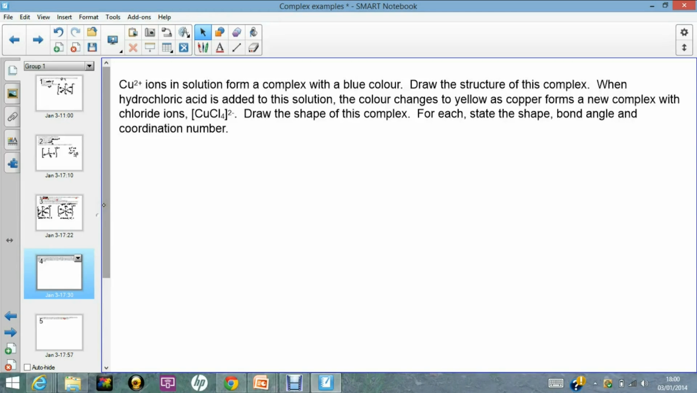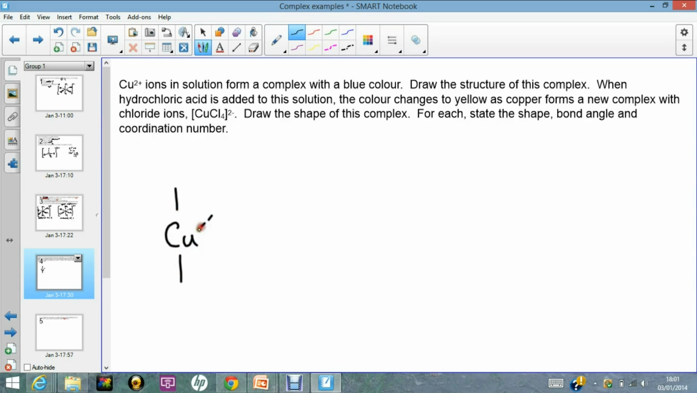Copper 2 plus ions in solution form a complex with a blue colour. Draw the structure of this complex. If you want to pause the video whilst you do that, do it now. Okay, so I'm going to start off with a pen. Copper. By now you should know that copper forms an octahedral complex with 6 water ligands around it.